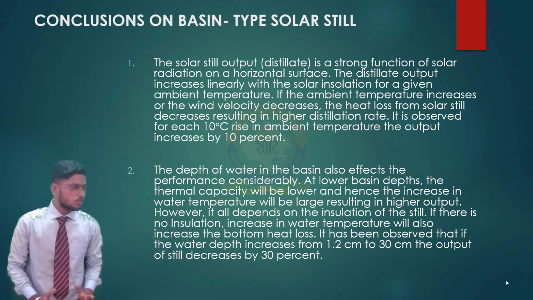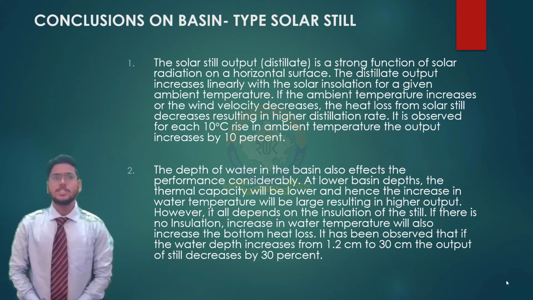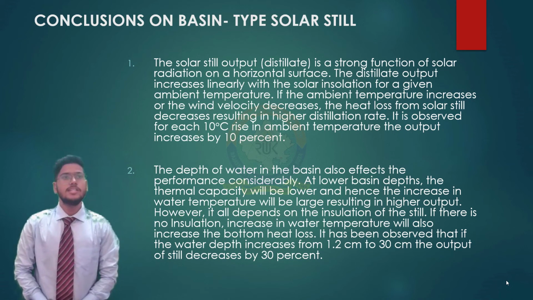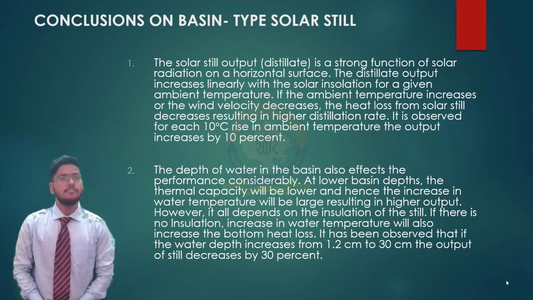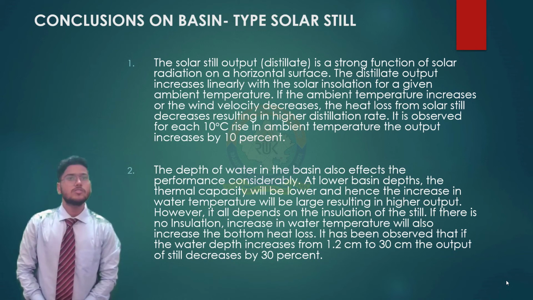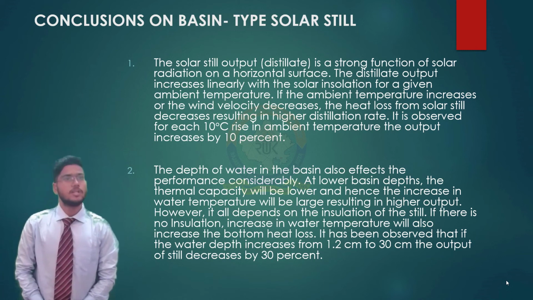So we can get the conclusion from all the discussion we did in earlier slides. We can say solar still output is a strong function of solar radiation on a horizontal surface. The distillate output increases linearly with the solar insolation for a given ambient temperature, and depth of water in the basin also affects the performance considerably. At lower basin depths, the thermal capacity will be lower, and hence the increase in the water temperature will be large, resulting in higher output. However, it all depends on the insulation of the still. If there is no insulation, increase in water temperature will also increase the bottom heat loss.